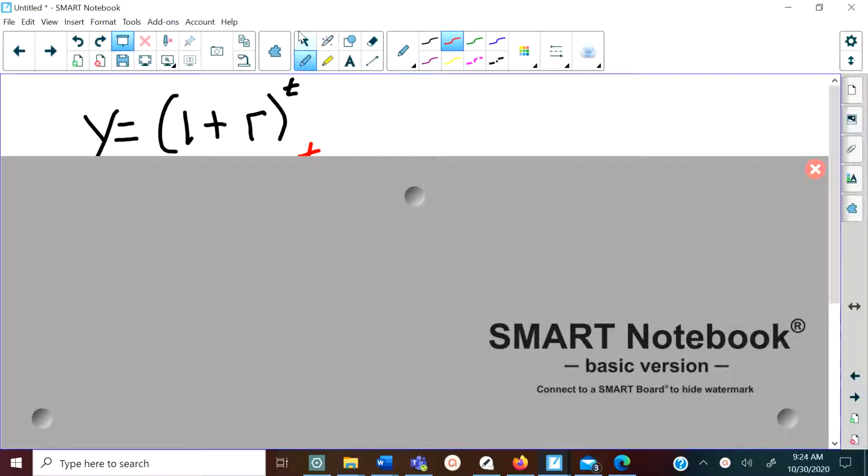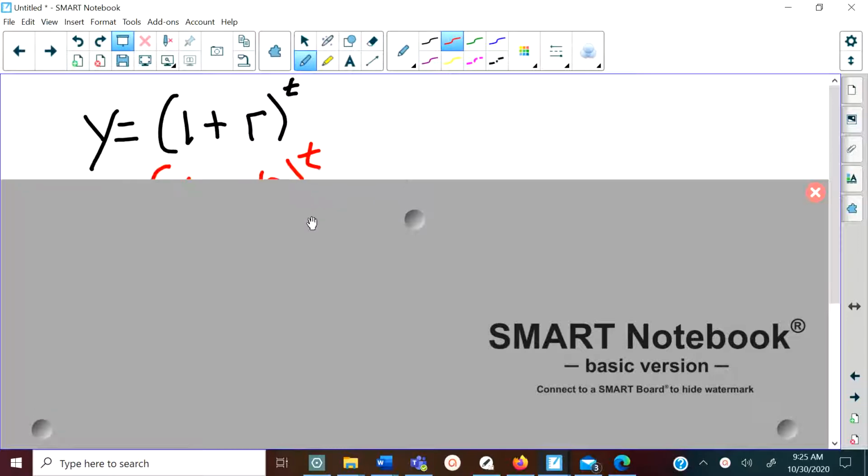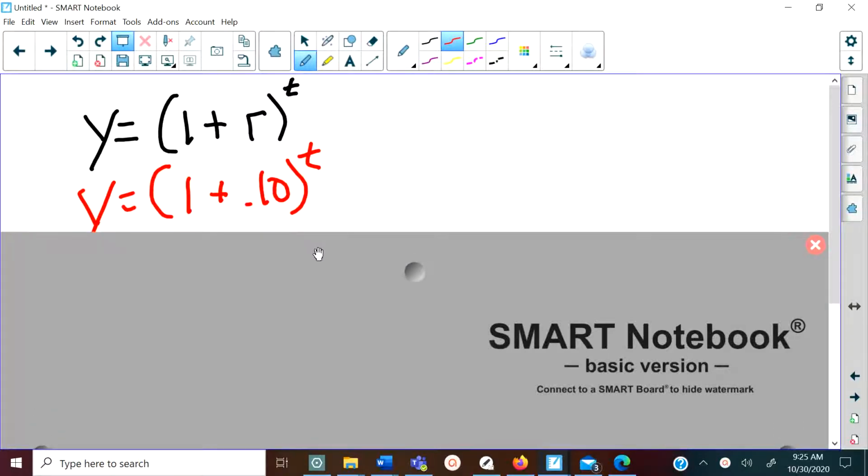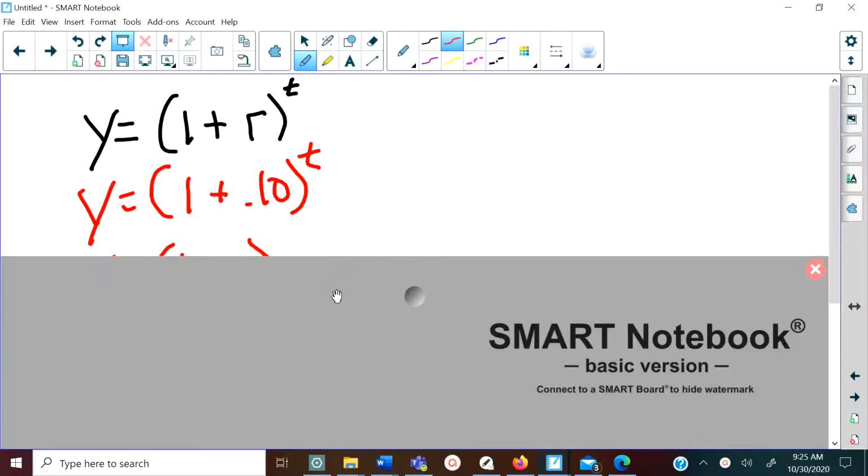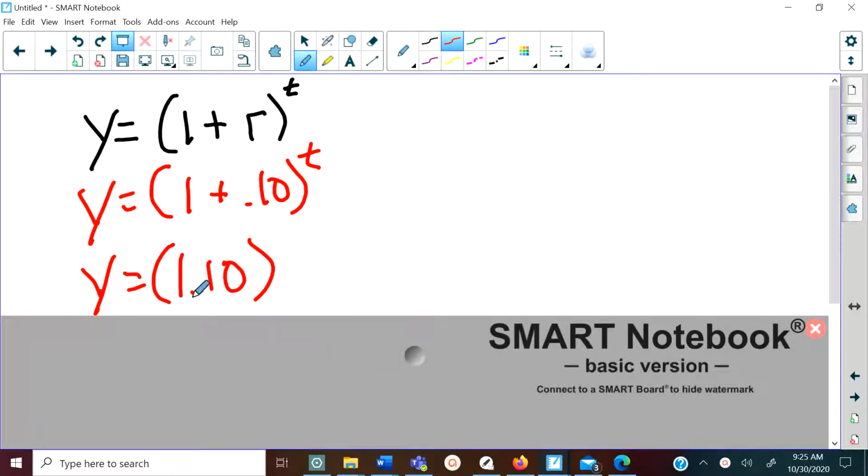Well, if you have a growth, and let's say it was 10%, we would change the 10% to a decimal, 0.1, and write that in. So you've got 1 plus 0.10. Now this can be simplified. You just add it, and once you do that, you've got 1.10 or 1.1 raised to the t. Okay, so I'm showing you that to show you something else, and I'm going to get to it in a second.